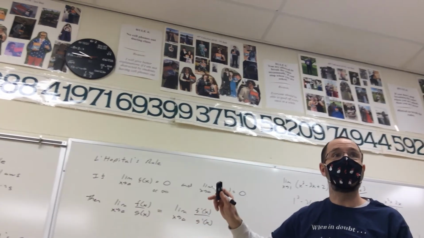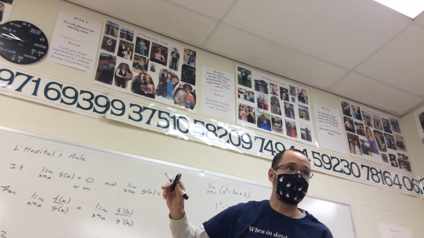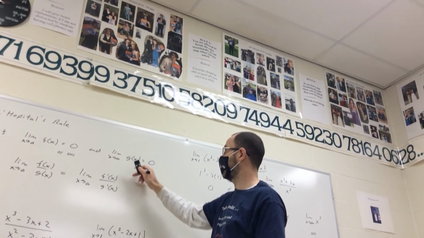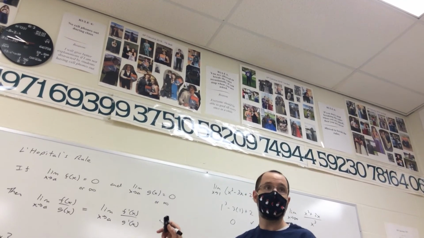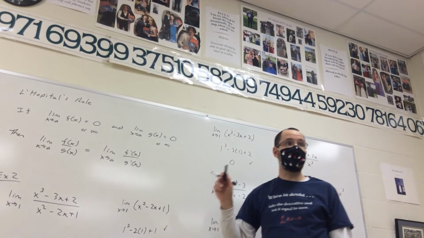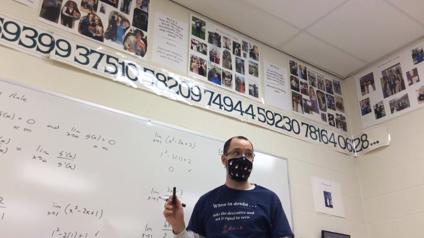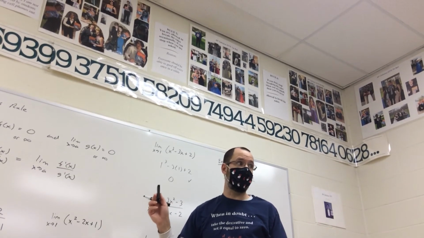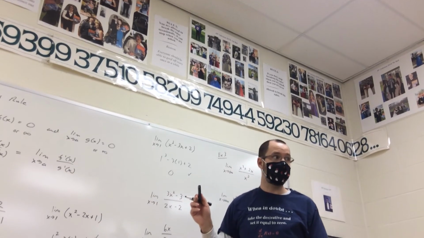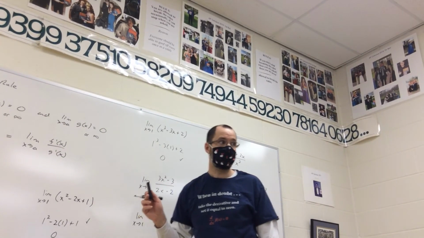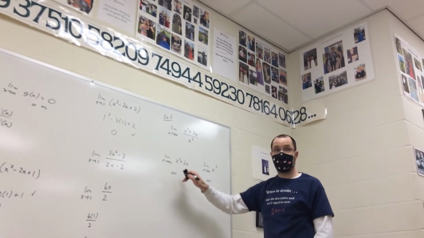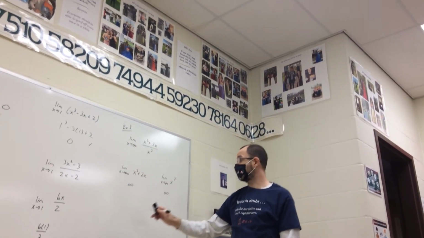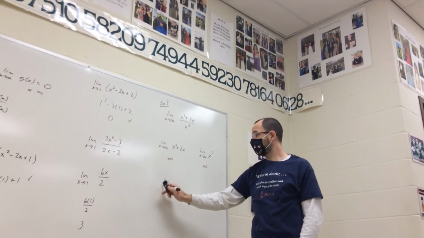Sorry, I said that wrong. It does apply if both are 0, but that's not the new news. The new news is it also applies if both of them are infinity. It can't be 0 mixed with infinity, though. So if they're both 0, or if they're both infinity, then L'Hopital's rule applies. Okay, so this time, both limits came out to infinity. So that means that this limit is going to be the same as this limit.